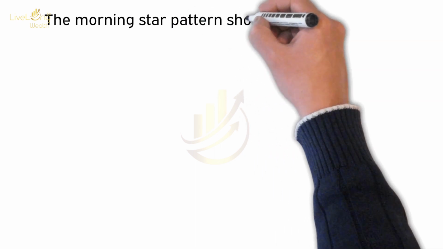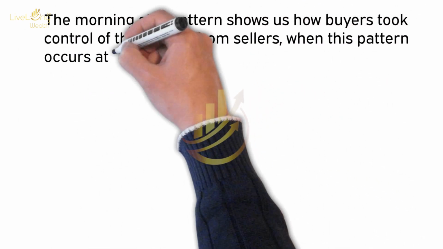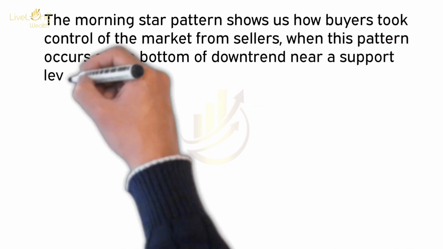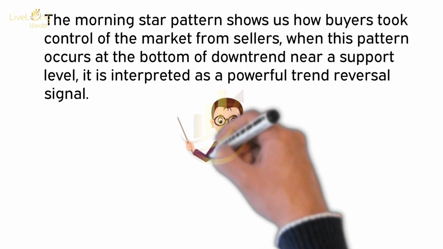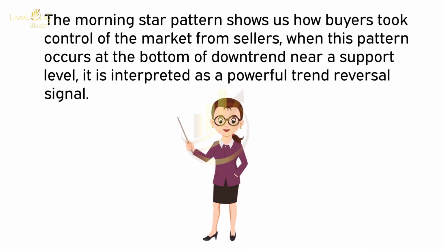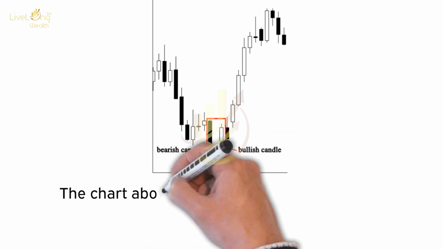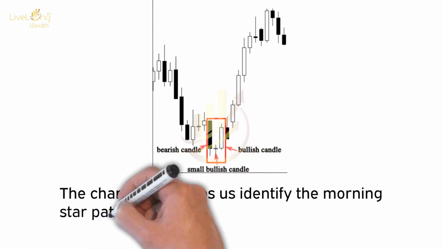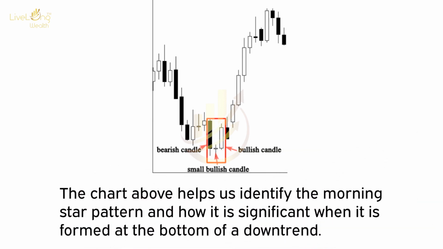The morning star pattern shows us how buyers took control of the market from sellers when this pattern occurs at the bottom of a downtrend near a support level. It is interpreted as a powerful trend reversal signal. The chart above helps us identify the morning star pattern and how it is significant when it is formed at the bottom of a downtrend.